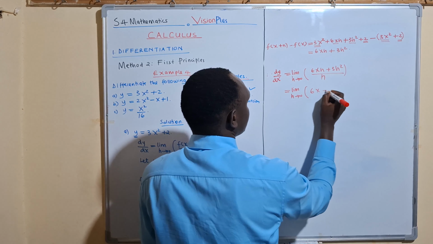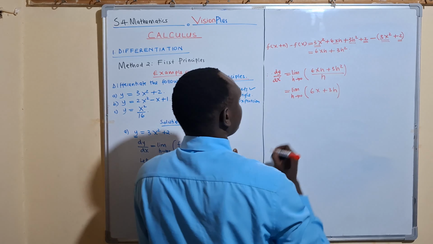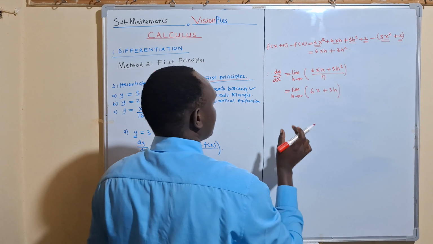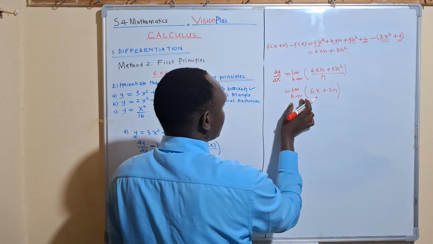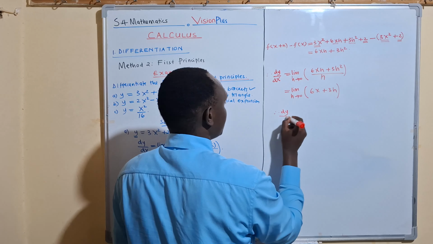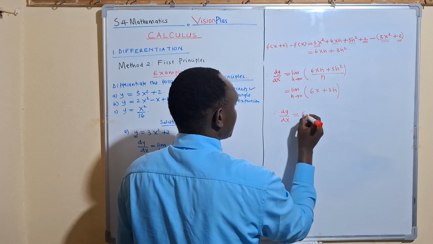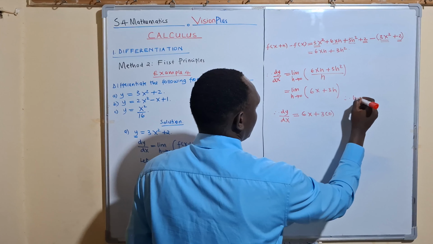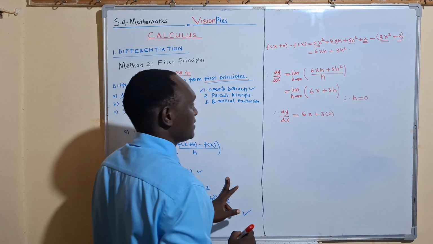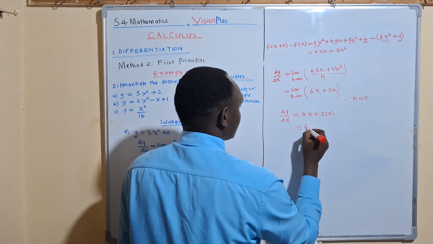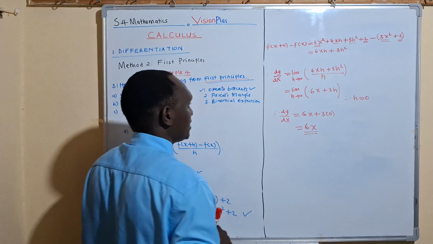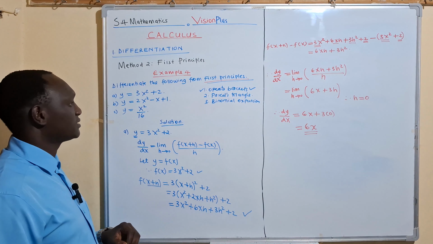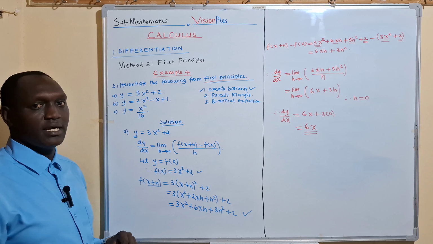If we divide, we shall have 6x plus 3h. Now, after dividing by h, we turn h to 0. So as h tends to 0, dy/dx is equal to 6x plus 3 times h, where we are saying now h is 0. If we are turning h to 0, it means h is 0. This now gives us 6x. And that is the answer when we are differentiating the first function from first principles.